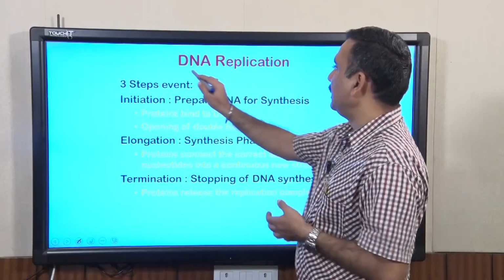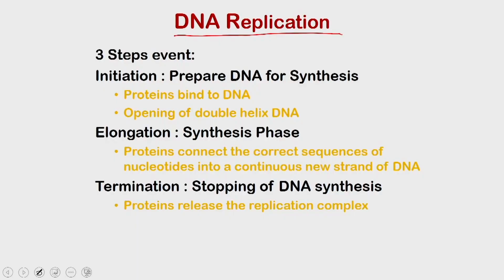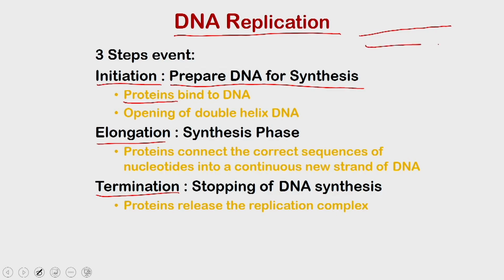There are 3 steps in DNA replication. These are called initiation, elongation and termination. In the initiation step, the template DNA is prepared for DNA synthesis. It requires proteins, the machinery, which will go and bind to the double stranded DNA, which is helical in nature and tightly bound together by hydrogen bonding between the bases.